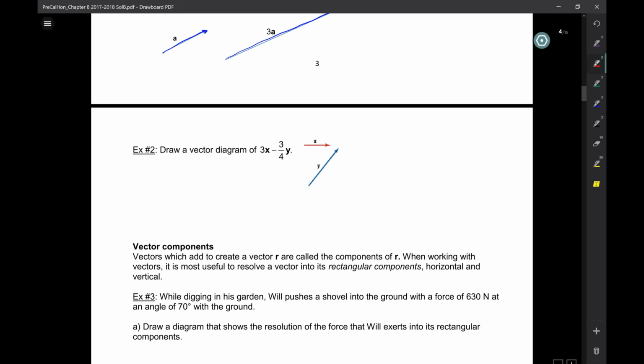Okay. So 3x is going to be 3 times the size of x, but in the same direction, right? So let's estimate. That's going to be 1, 2, 3 times as big. That's 3x. How does negative 3 quarters y look? So the 3 quarters, I get it, right? It's 3 quarters the length, but you flip the direction, correct? So this then is negative 3 quarters y, right? So how would the resultant look, from where to where? Right, from the very beginning to the very end.